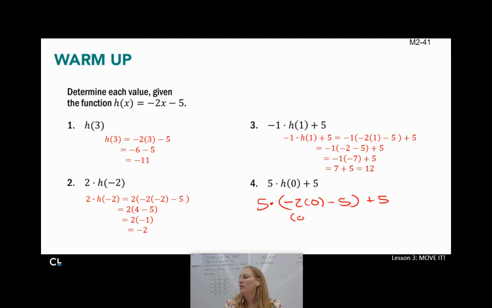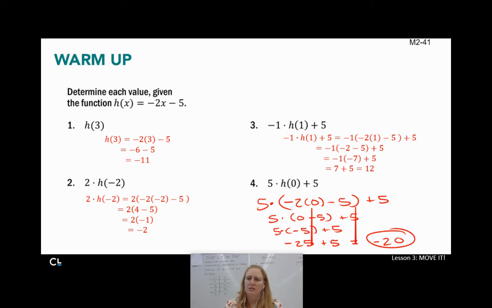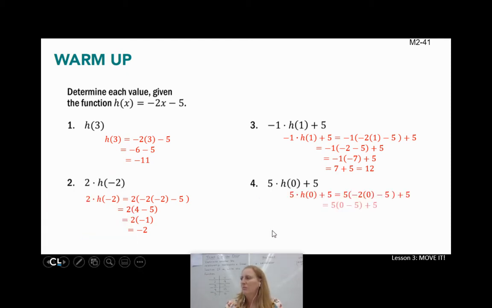Negative 2 times 0 is, of course, 0. 0 minus 5 is negative 5. And 5 times a negative 5, we do multiply before we add. 5 times a negative 5 is negative 25 plus 5, which gives us negative 20. Whoa, my pen went wonky. Sorry about that. Here, I'll erase this and do the printed one.